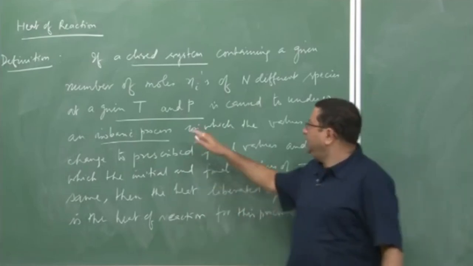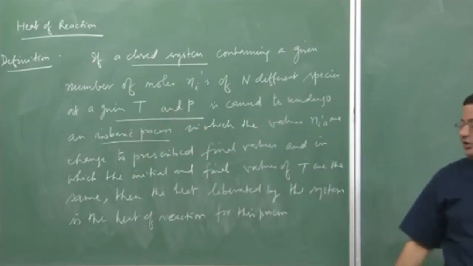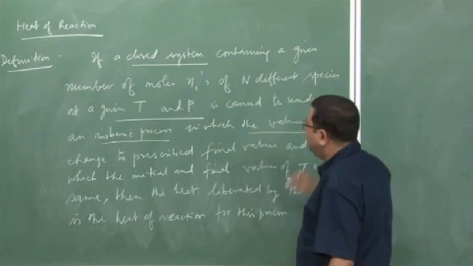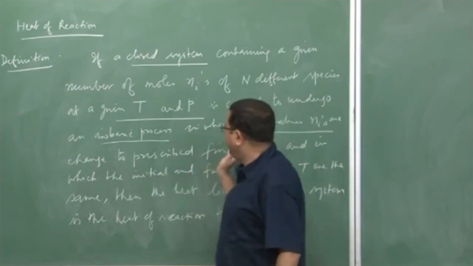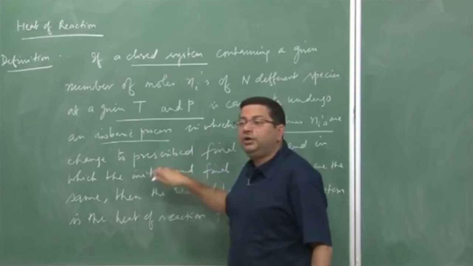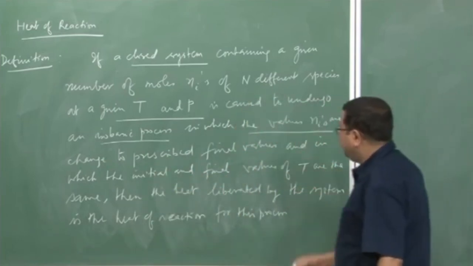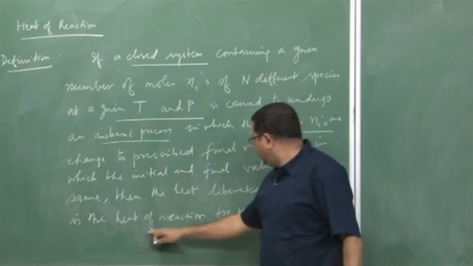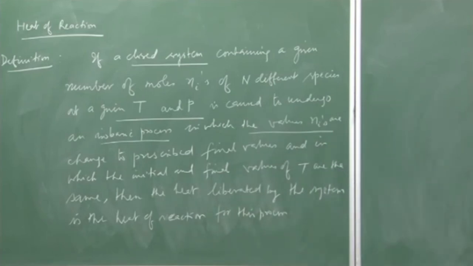So, now we do not have the change in pressure, we do not have change in temperature, only chemical composition changes and which comes to different values of ni's, and this ni, the final composition, is also prescribed. So, we know the final composition also. Under the circumstances, the heat liberated for this process is called the heat of reaction for this process. Okay, so, this is the definition of heat of reaction.